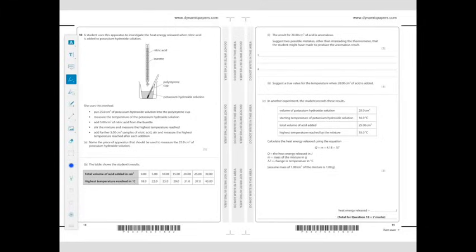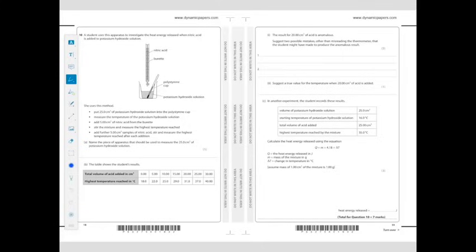A student uses this apparatus to investigate the heat energy released when nitric acid is added to potassium hydroxide solution. So we've got nitric acid inside the burette, which is going to be dripped into the polystyrene cup containing potassium hydroxide. She uses this method.